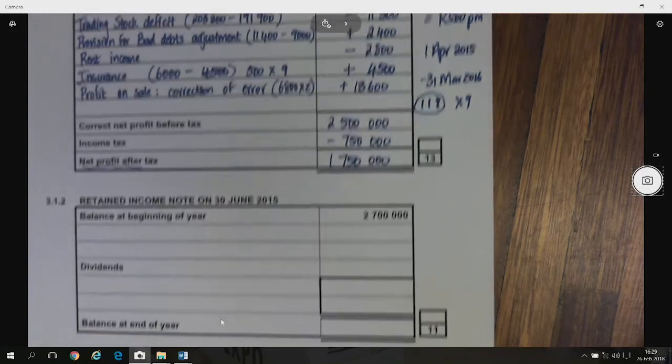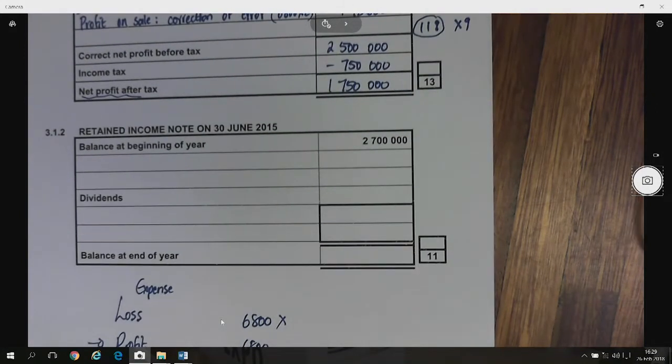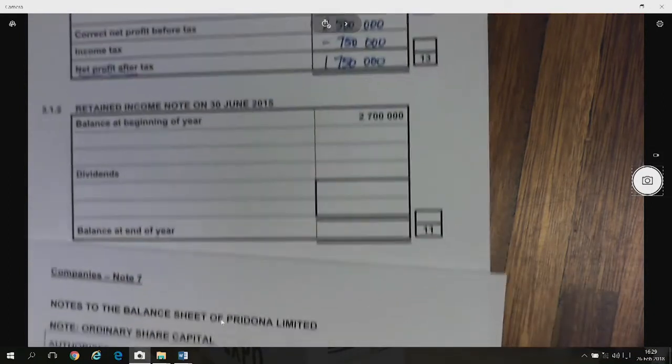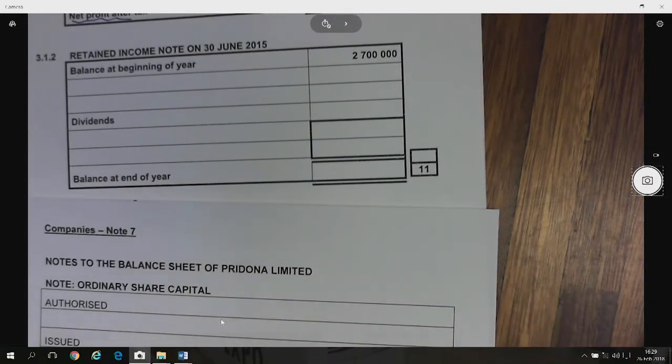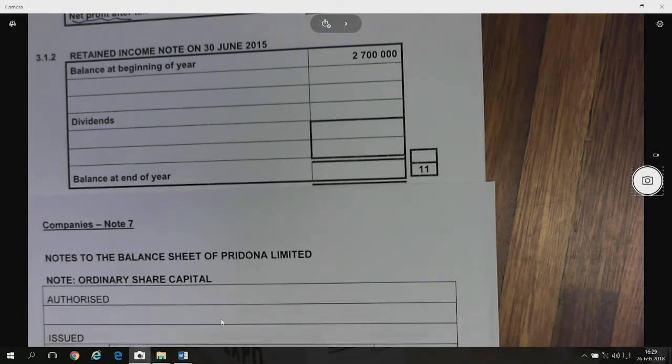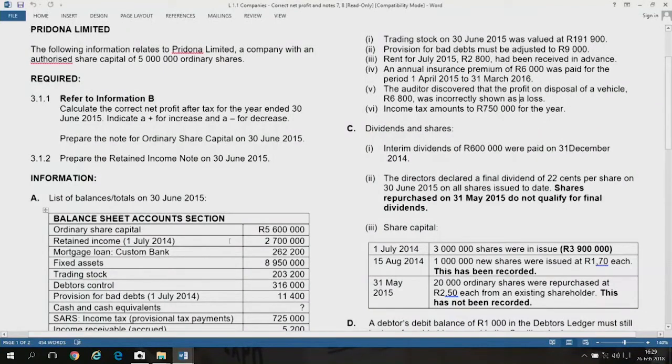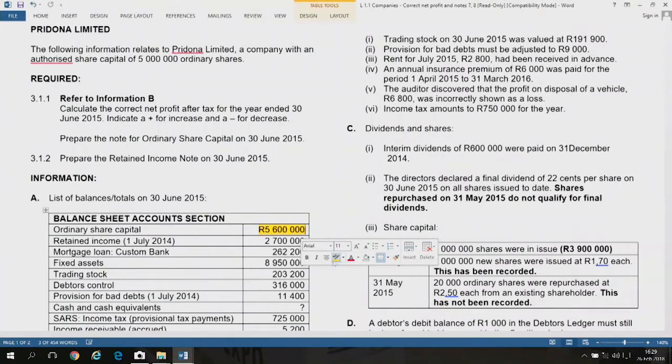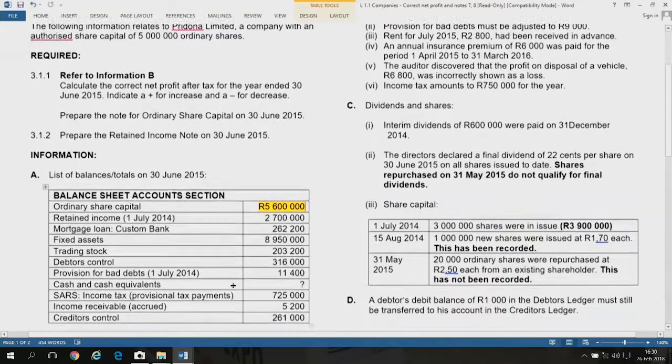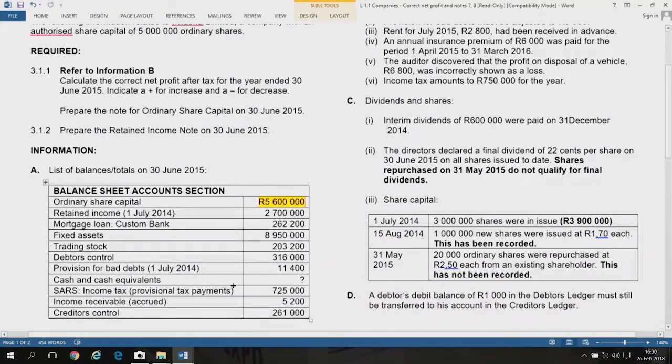I'm going to do the retained income note that was asked, but I'm also going to do the ordinary share capital note. I'm also going to do note number 7. Let's just see which information we are going to use. I want you to look at that amount there. I'm going to highlight it. 5,600,000 for ordinary share capital. Is that the end of the year or is that the beginning of the year? I don't know, we must read.